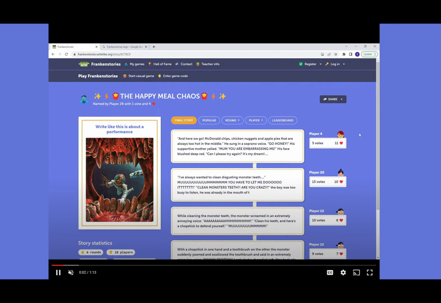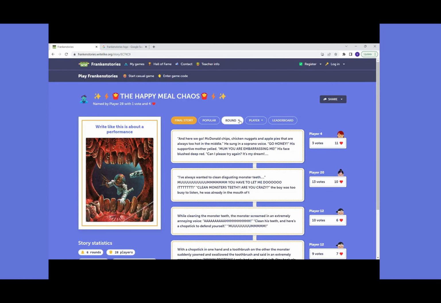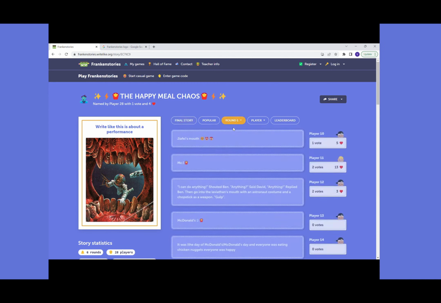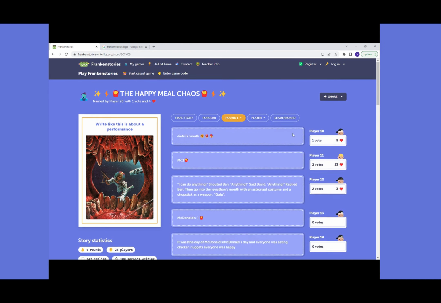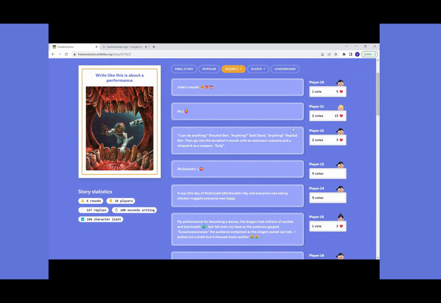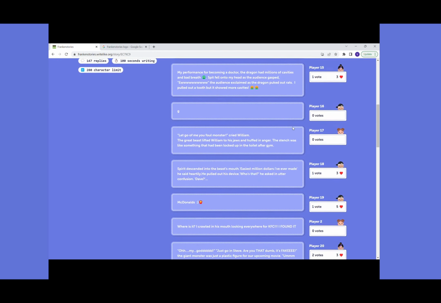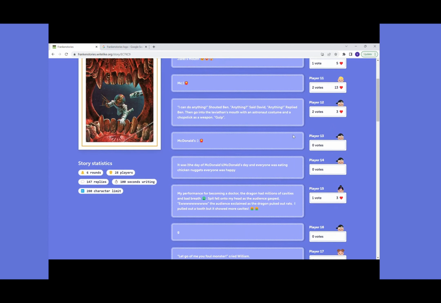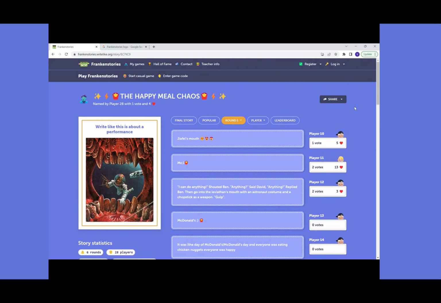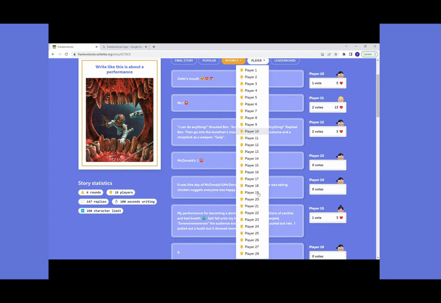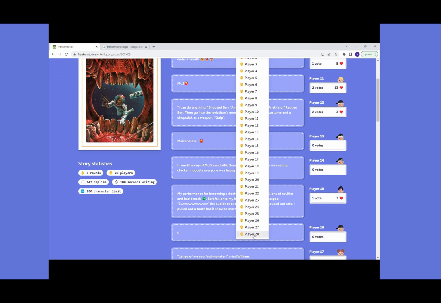this is what a story would look like there. So there are different rounds, and each round, students are given something to write about. So here they're writing about McDonald's, and they had a character limit of 200 characters. Now the player who has the most votes, because after each round, everyone gets to vote on their favorite response, that response is the one that's going to be added to the final story.